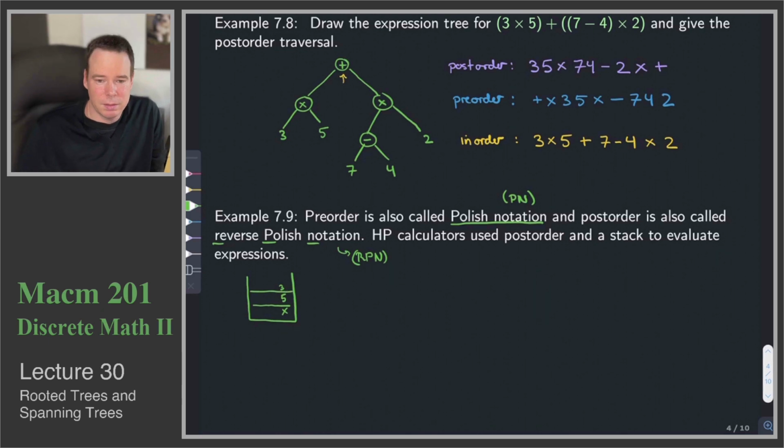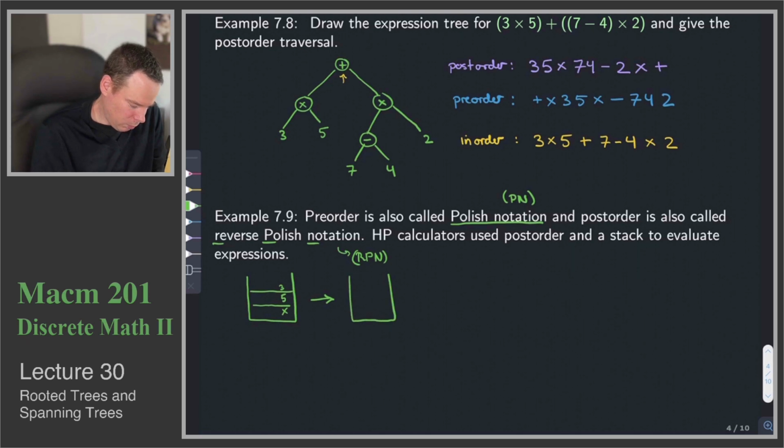What a stack does is it processes last in, first out. So it's processing the stuff that I've put in last first. The last thing I put in was the multiplication. So what it's going to do is multiply the previous two things I put in the stack, the 5 and the 3. So this will evaluate to 15. And this is how HP calculators work. They use reverse Polish notation.